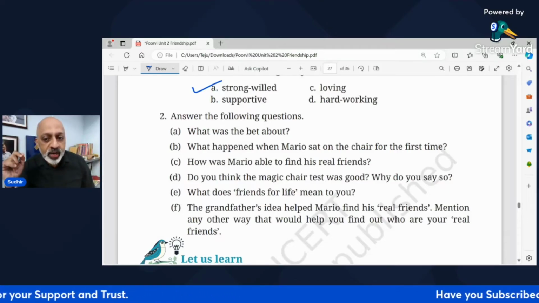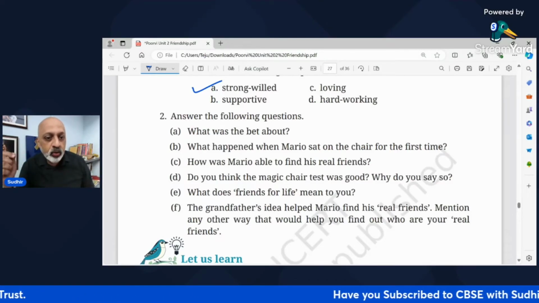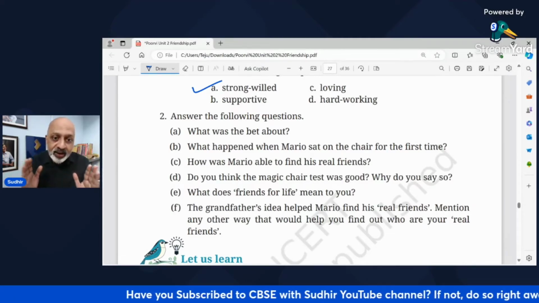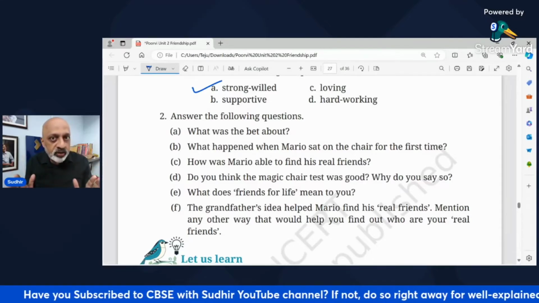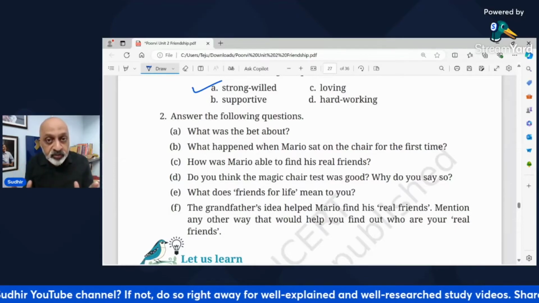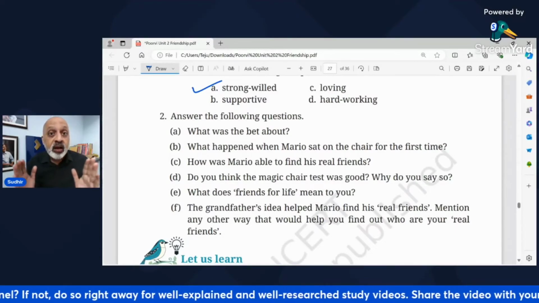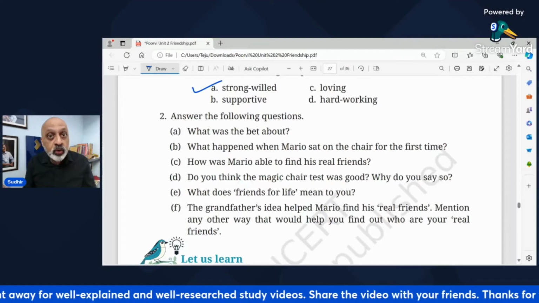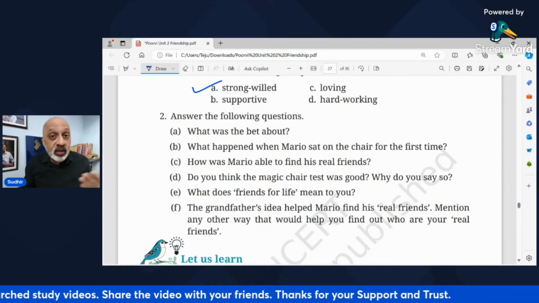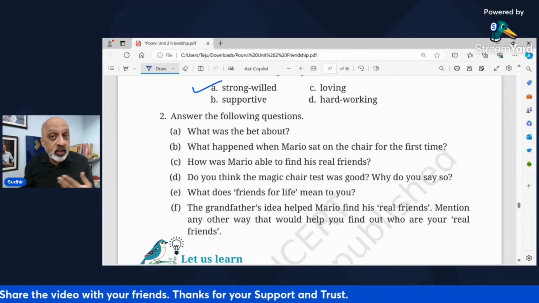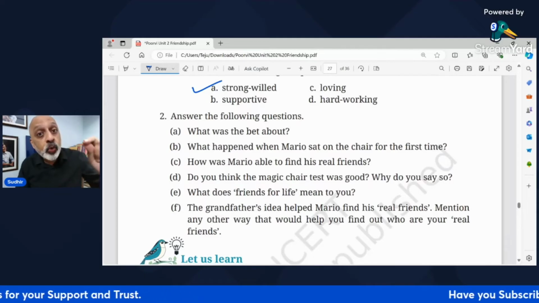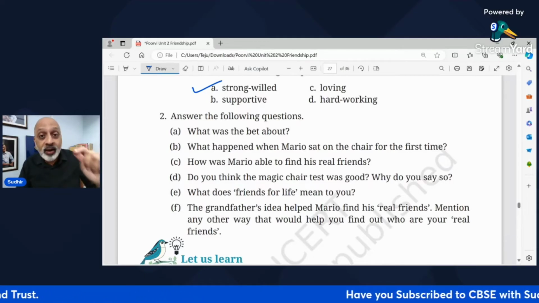What happened when Mario sat on the chair for the first time? He fell down. How was Mario able to find his real friends? Now you need to write the entire answer. That he tried to sit on an invisible chair. He fell down many times. All of them laughed at him and they looked at him with surprise. Finally, when he tried to sit down, he was able to sit, and that's when he turns around and sees that his three friends, Guneet, Asma, and Deepa, were holding him, and that's when he realized that they are his real friends who were supporting him and not laughing at him.